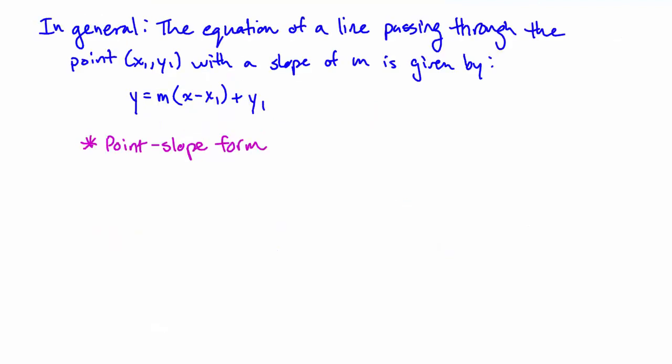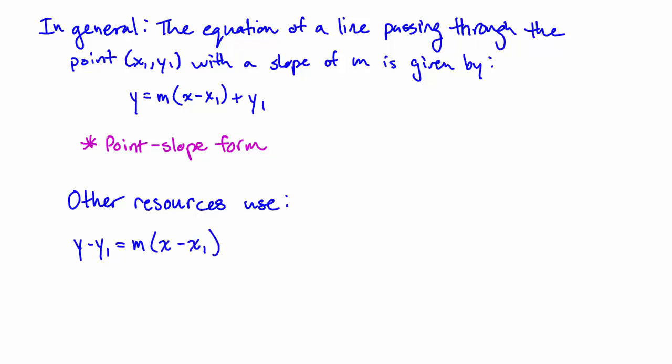As a final comment, I want to address that other resources will often use another version of this formula. It's very similar, except it doesn't have y isolated. So other resources often use y minus y1 equal to m times the quantity x minus x1 in parentheses. As you can see, the only difference is that in our version, we have y equals and then we've added y1 to each side. In this version, they've kept y minus y1 on the left, and you may see that in other resources. Our motivation for keeping it in this form is twofold.